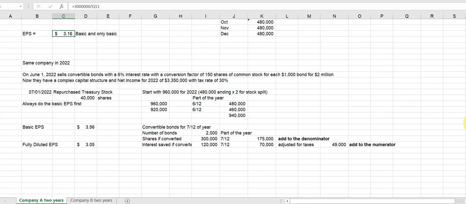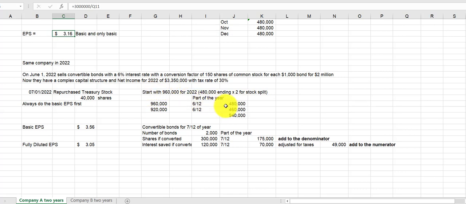So, always do basic earnings per share first. Set aside the convertible bonds for now. Do the basic just like you did in year number one. So, where do we start? Well, we know that we ended last year with 480. We don't use the weighted average because that's an average. It's not an actual number of shares outstanding. We start with 480, but we know that there was a 2-for-1 stock split, so it's really twice that. So we start with 960 in the new year.